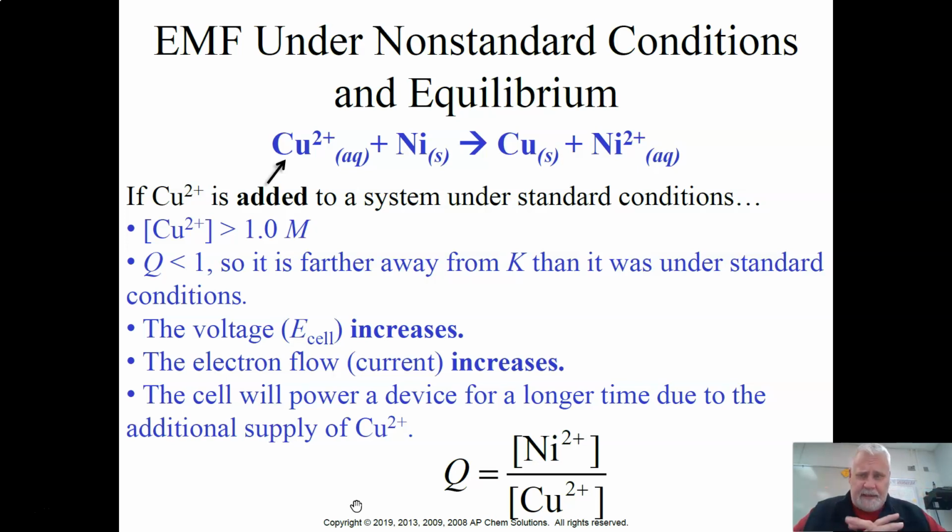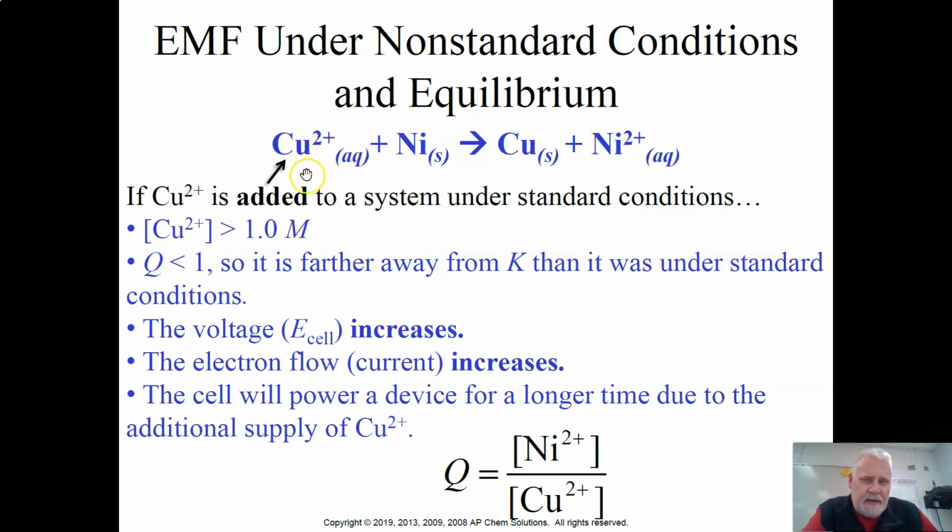So you have a system like this. Here's copper ions and some solid nickel. Now that would make a decent battery. You could do the calculations on that if need be. But if you could figure out a way to add more Cu plus to the system, that's going to drive this to the right, and the copper concentration becomes greater than 1 molar.